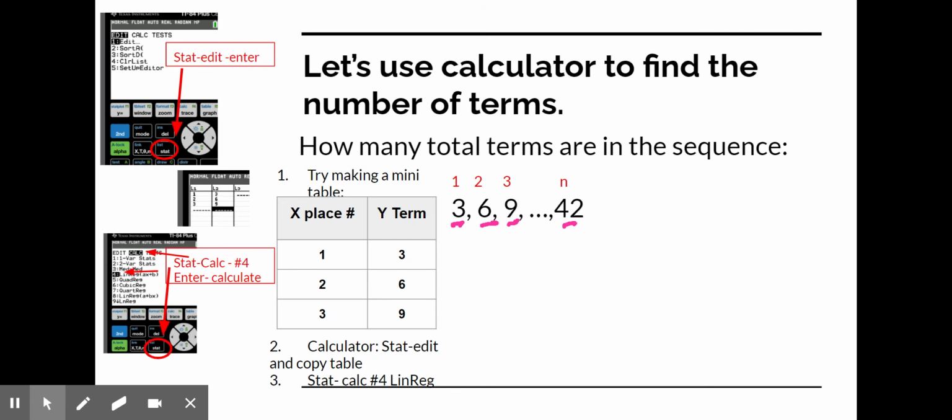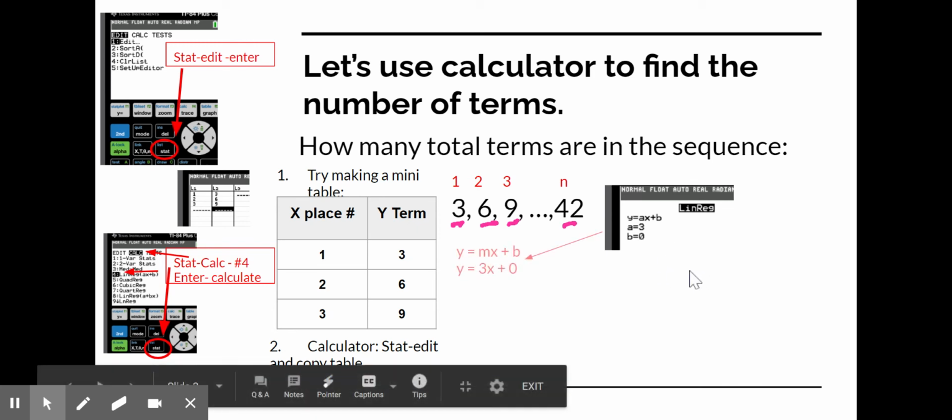If we go to Stat again, scroll to the right, Calc, scroll down to number 4 with the linear regression or the linear function formula, we're going to end up with that little menu that says list 1, list 2, and then calculate. Go down to calculate, and there you have it. You have your slope, which again is a. It's not m, but it's a. And your y-intercept, which happens to be, in this case, 0. Okay, so how is this going to help me?